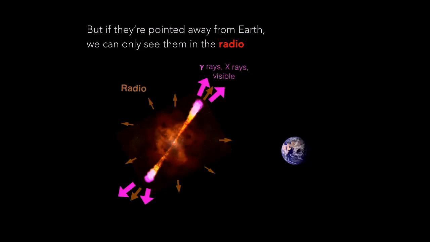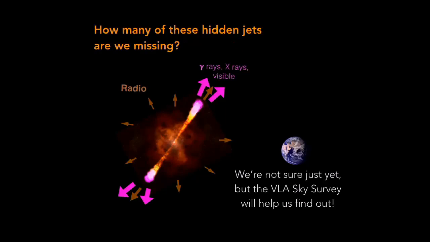And so it sort of begs the question, how many of them are we missing just because the jets aren't pointed towards Earth? How many hidden explosions are there out there? We don't know, but hopefully the VLA Sky Survey will help us find out.